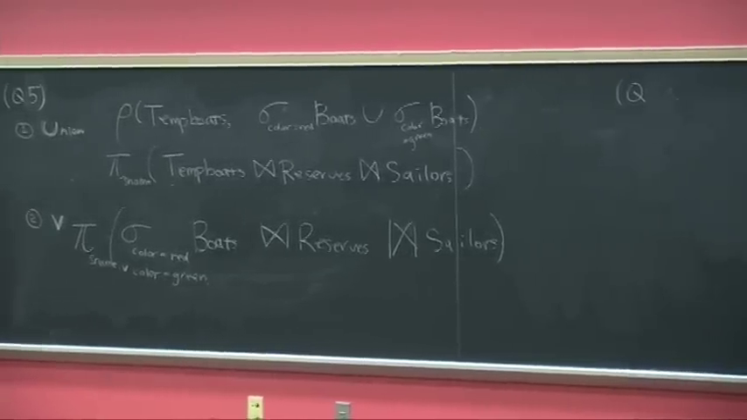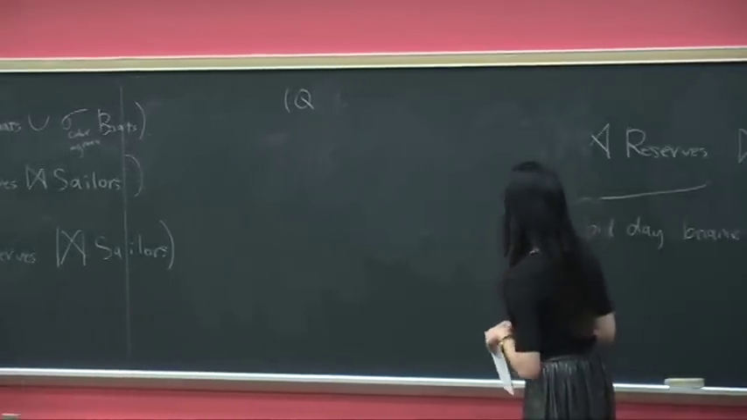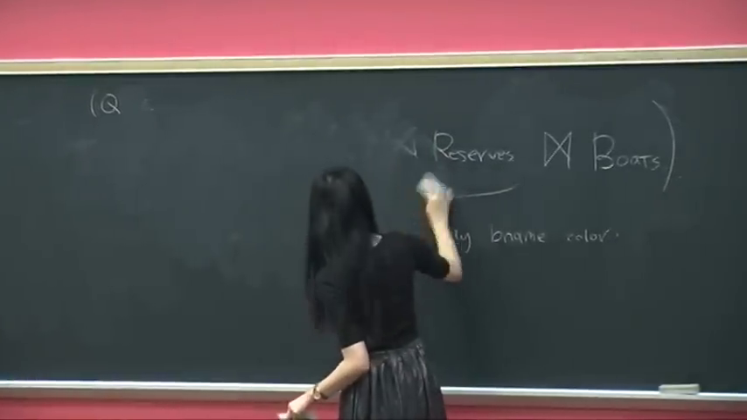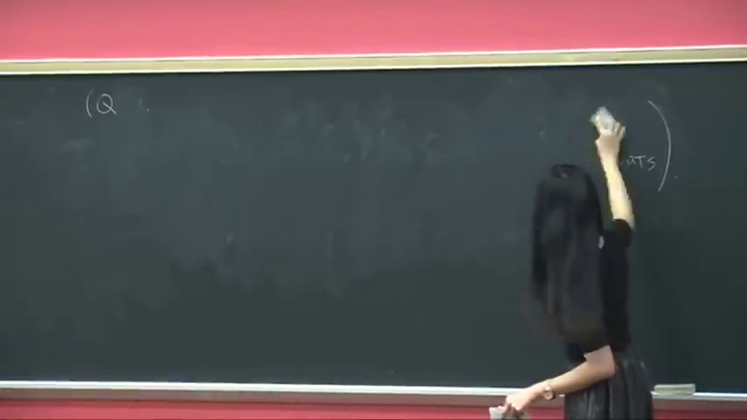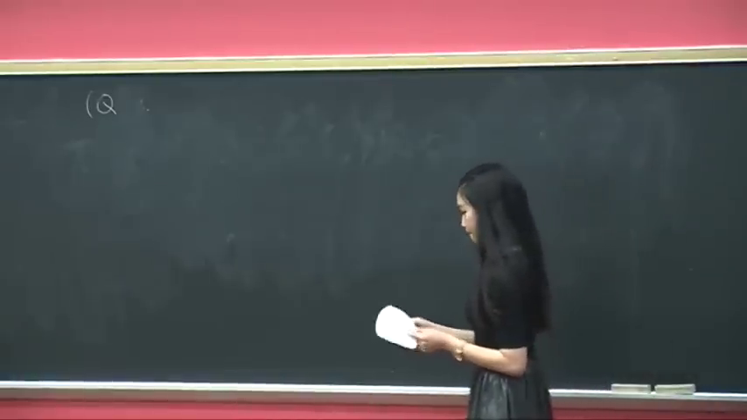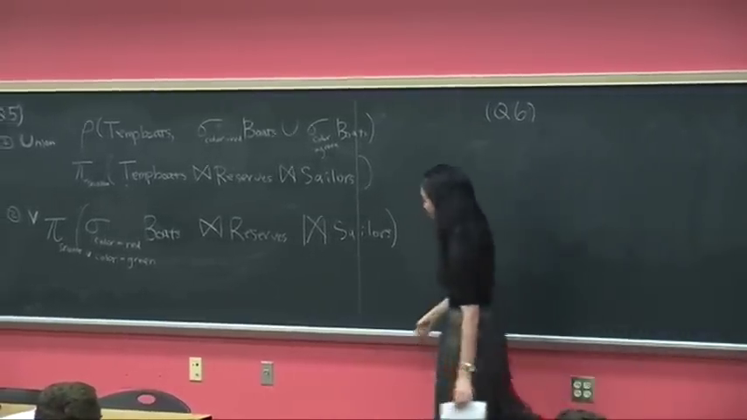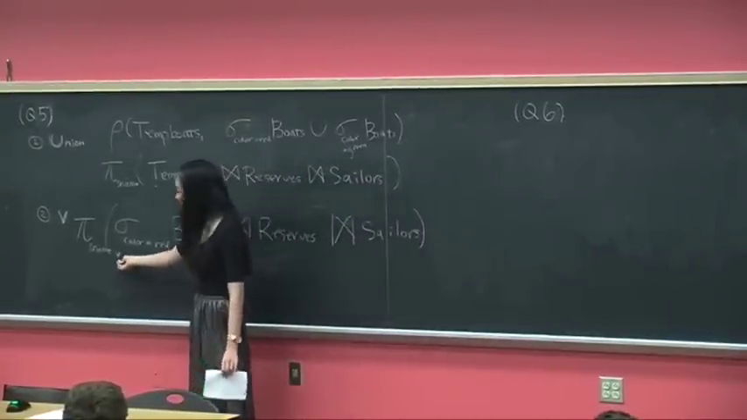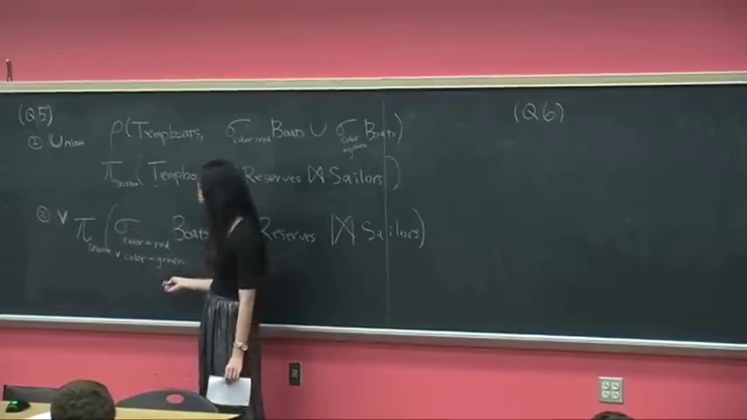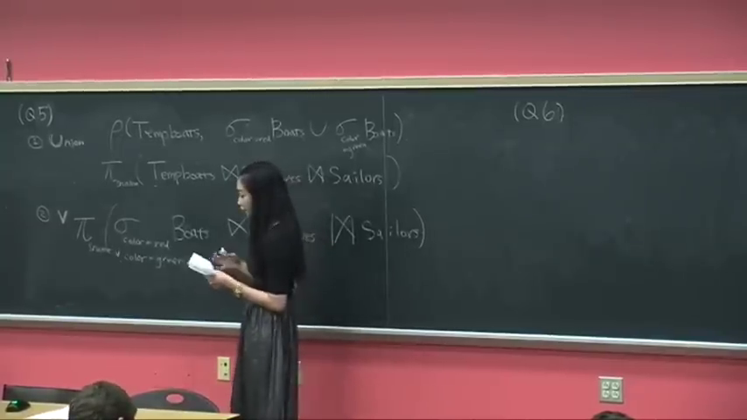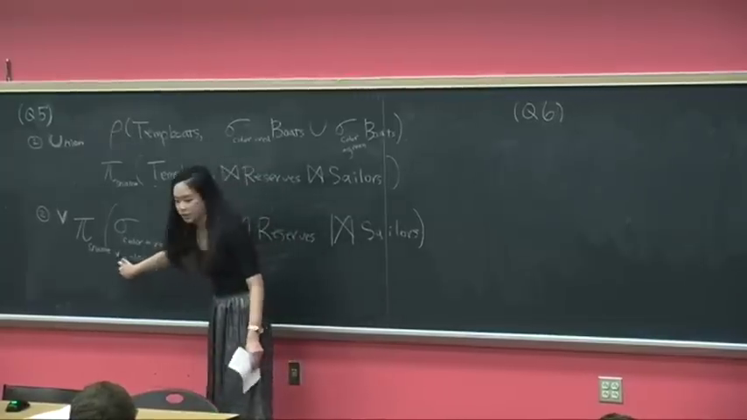Okay, so let's think about query 6. If we want to find the names of sellers who have reserved a red and a green boat, can we directly fix it from approach 2? Anyone? What do you guys think? Is it kind of tempting to just change this to N? No. Well, you know it's wrong. Why is it wrong? It's too aggressive. Why can't we just change that? Because one boat cannot be red and green at the same time. So when we want to do query 6, we shouldn't just directly change here to N.